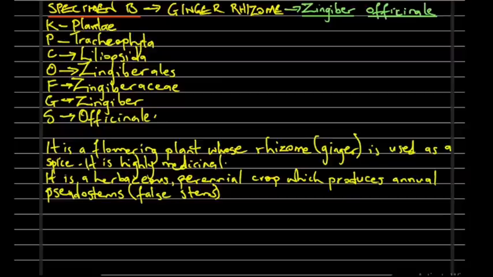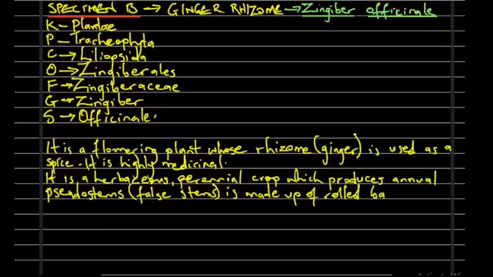And it is made up of rolled bases. This pseudostem is made up of rolled bases of leaves. That's what we're talking about. So that is what the pseudostem is actually looking like.